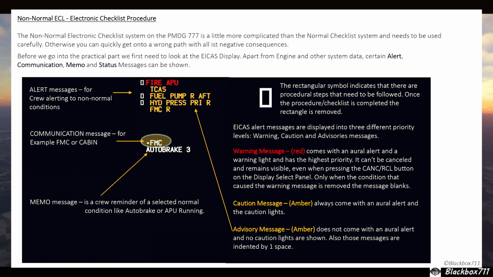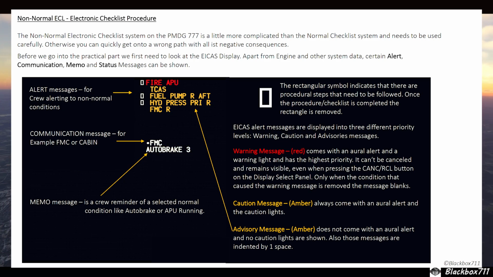Communication messages, for example, FMC or ATC or cabin, always come with an oral alert, which sounds like this. The last kind of messages you'll see are the so-called memo messages. It's a crew reminder of a normal selected condition like auto brake or APU running.